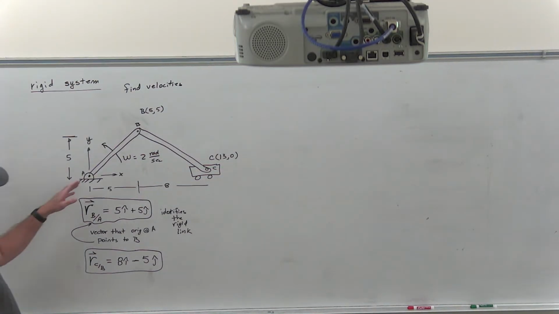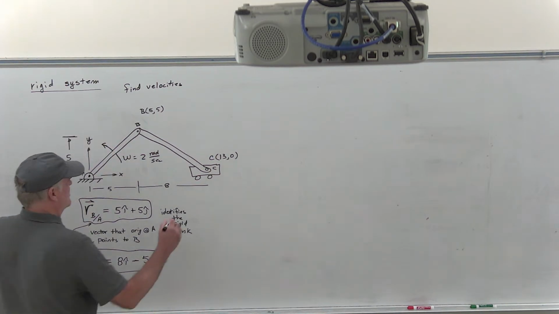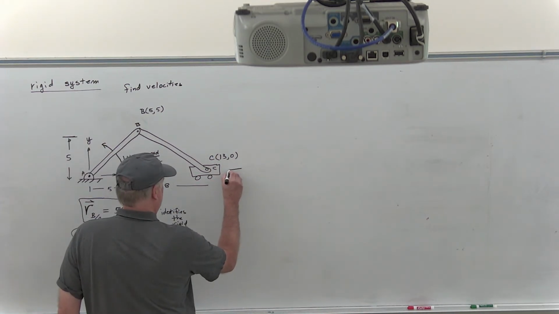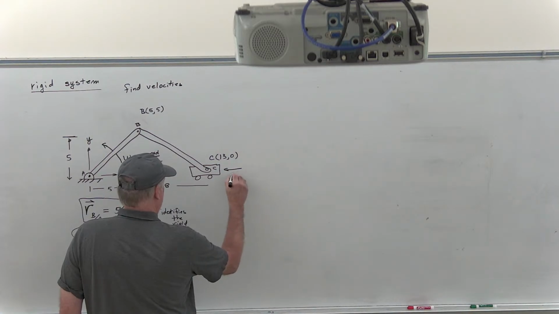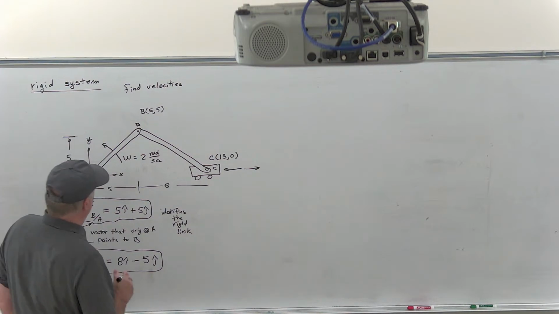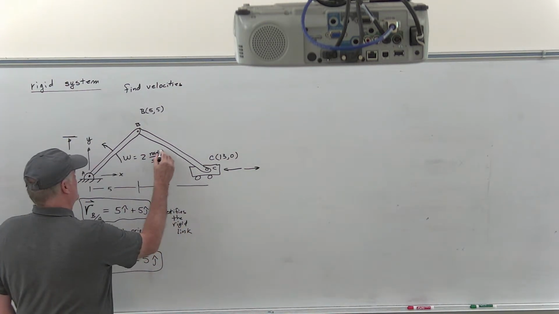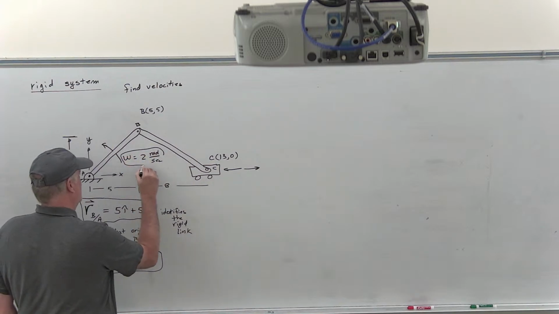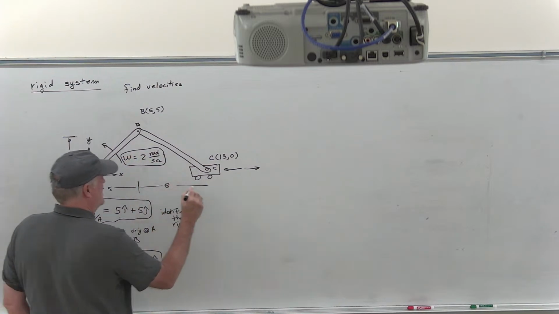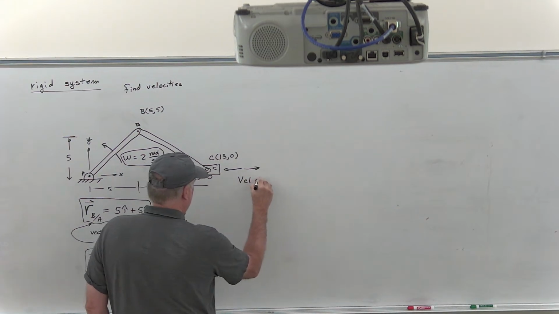Okay, so we got a thing that's spinning. It's a connection. Here's essentially a piston, like a car. It's going to go either to the left or to the right. And so what we're going to do is, if omega is equal to 2 radians a second, somebody may ask, what's the velocity of C?